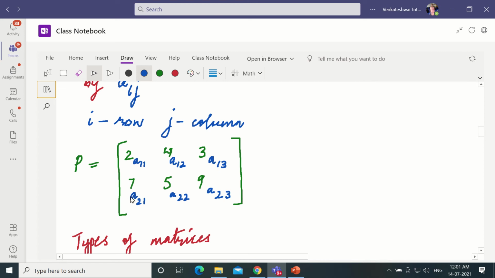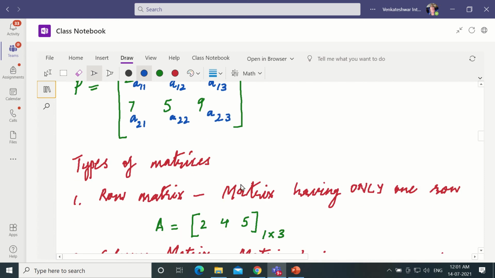Then we come to the second row. So this number 7 is a21. So this is second row and first column. a22, so this becomes the second row and second column. And a23, so this element is second row and third column. So this is how each individual element is denoted in a matrix.